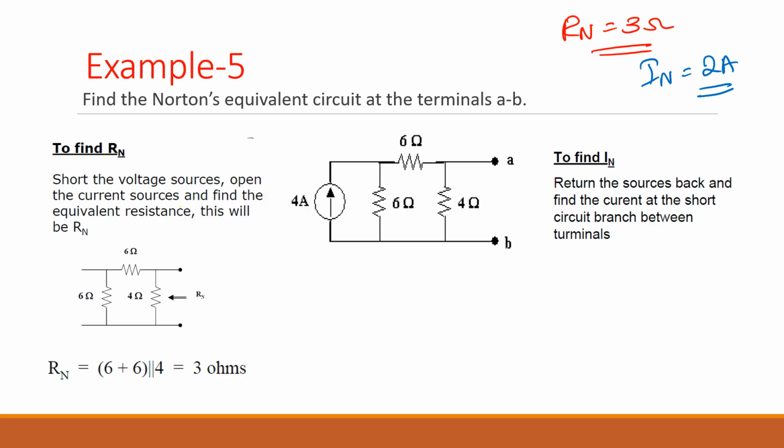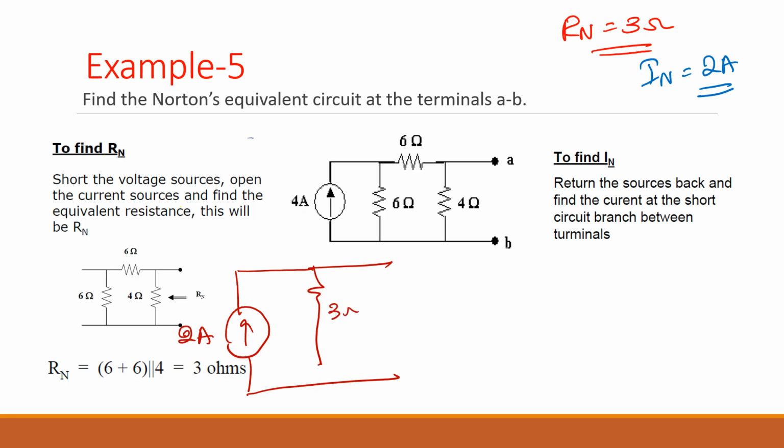So how do you draw this one now? You can draw it like this. So your IN is 2 amps and this resistance is 3 ohms and this is your A and B. So you have converted this to a Norton equivalent circuit. Make sense?